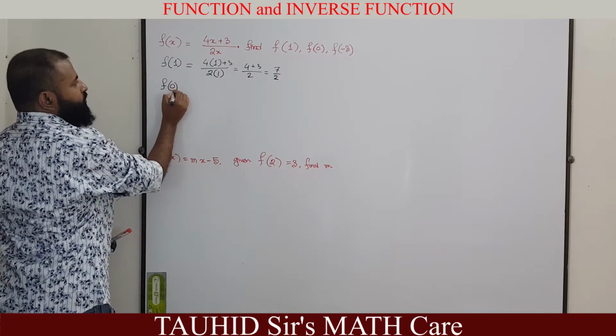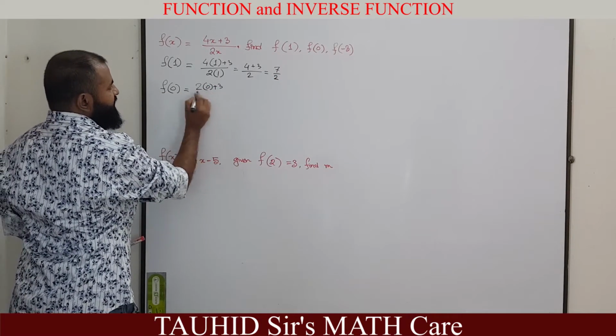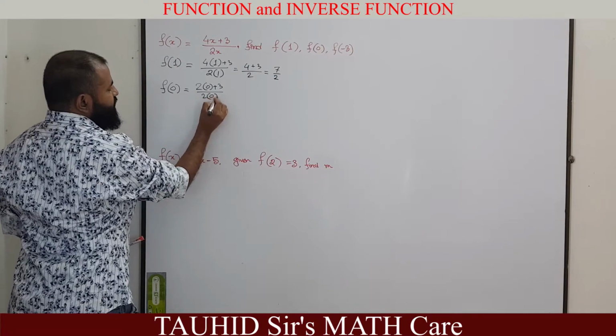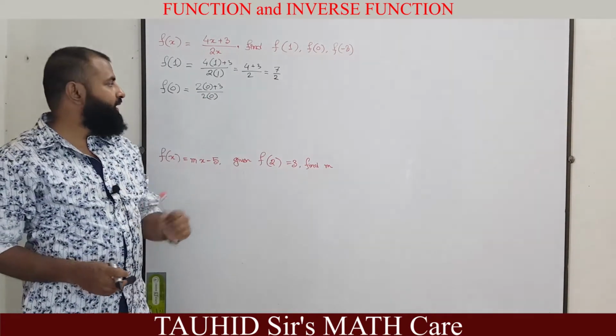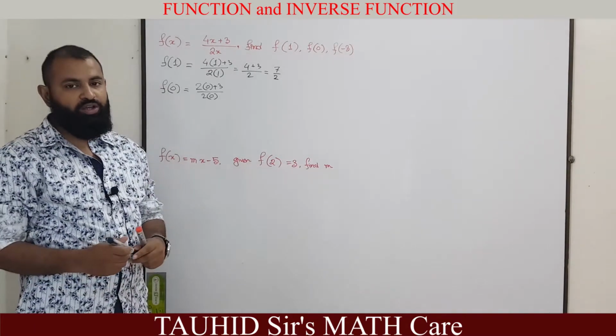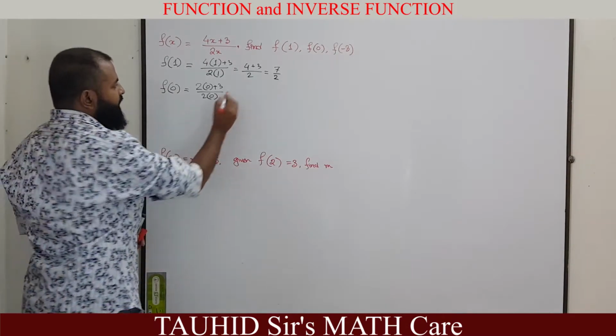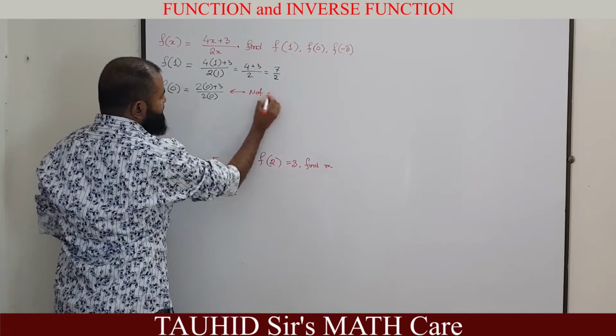f(0) = (4 into 0 + 3) divided by (2 into 0). You know that we cannot put a 0 in the denominator of any function. So, f(0) is not possible.